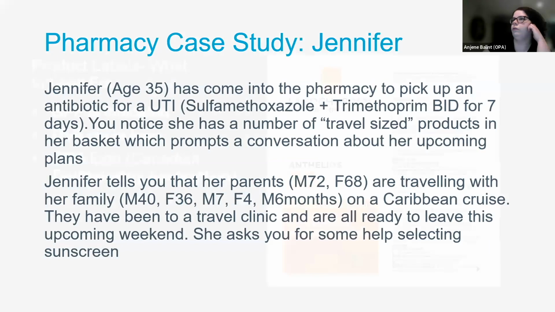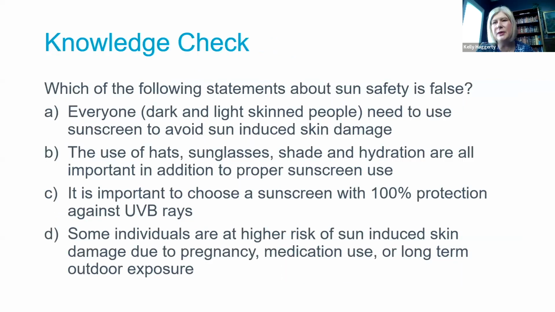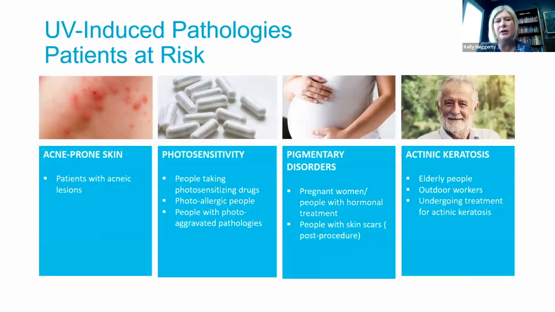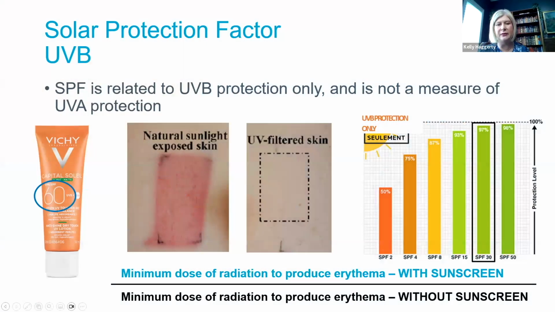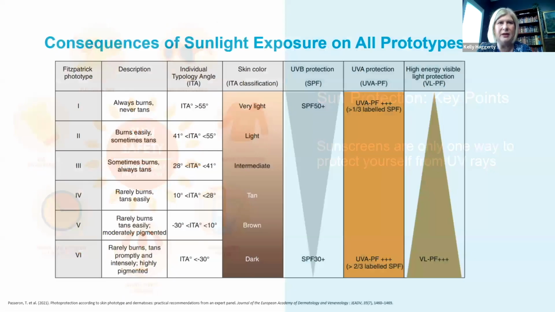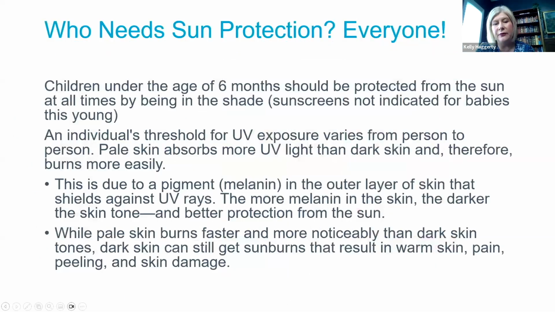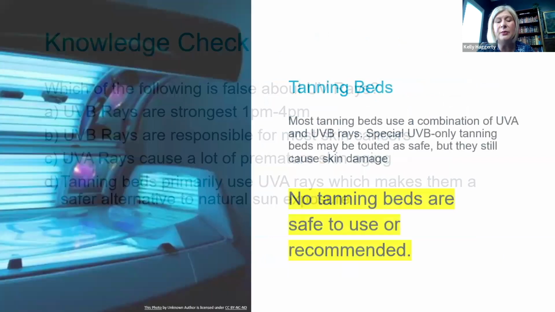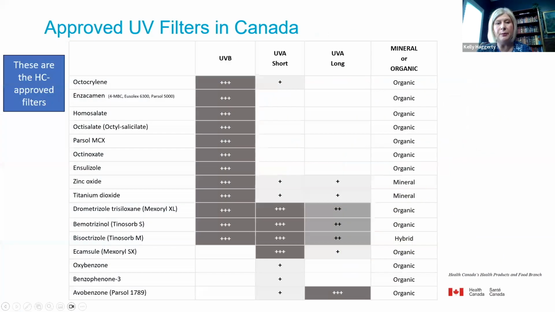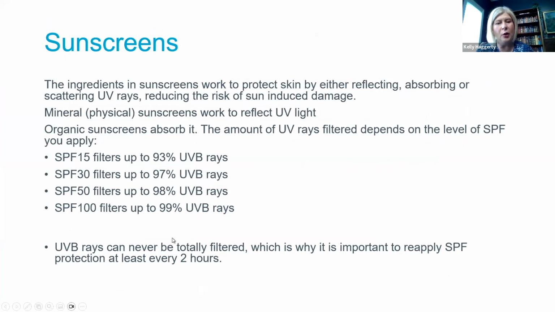Gotta go back pretty far. So as we talked about, when you go up in SPF, it becomes a very small incremental change in the amount of UVB rays that the higher SPF will filter. So a 15 is only going to give you 93% of UVB ray filtration, but a 30 will go to 97. Going up to an SPF of 100 is only blocking 99% of UV rays. Once again, nothing filters 100%. And that's why that minimum 30 is recommended, because if you're applying it every 2 hours, you're getting fairly good protection.